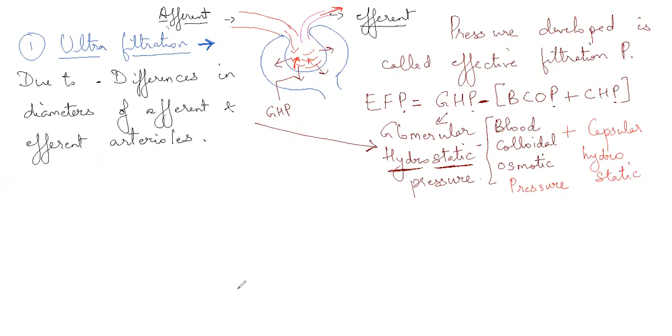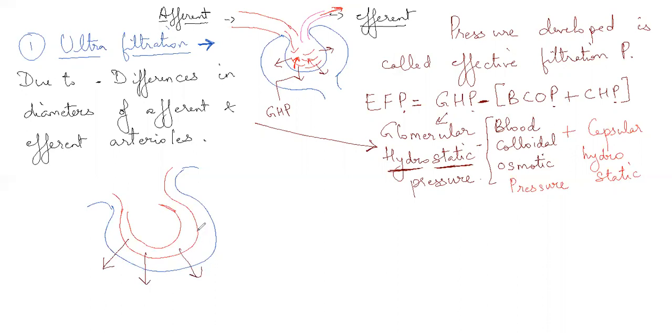अब इस स्ट्रक्चर को थोड़ा सा मैग्नीफाई करके देखते हैं. This is the Bowman's capsule. Let us draw just one capillary. This capillary has blood. The first pressure which is being developed on to the outside is the glomerular hydrostatic pressure. This pressure is GHP. The pressure developing in the blood itself, which is opposing this filtration, the pressure andar ko lag raha hai, this is BCOP.